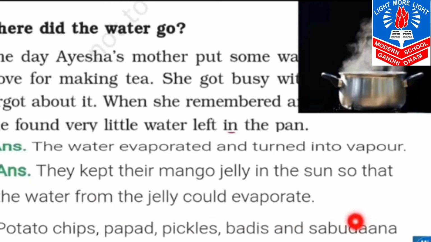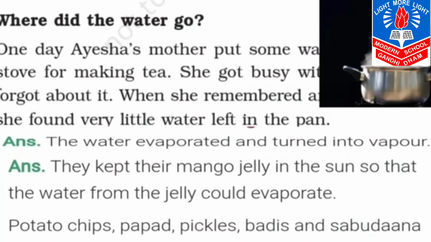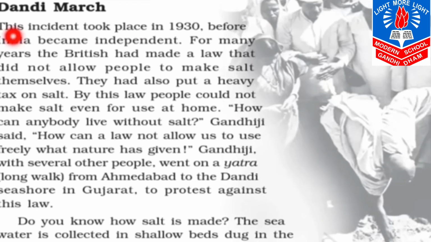So we can make potato chips, papad, pickles, badi and sabudana papad by drying them in the sun. Now let's learn about Dandi March.